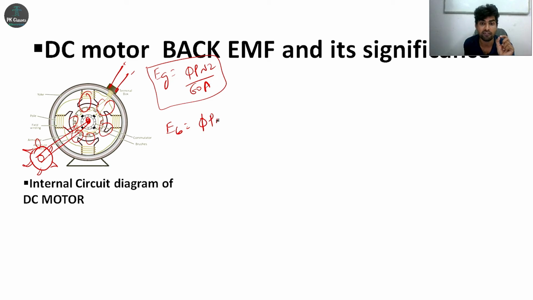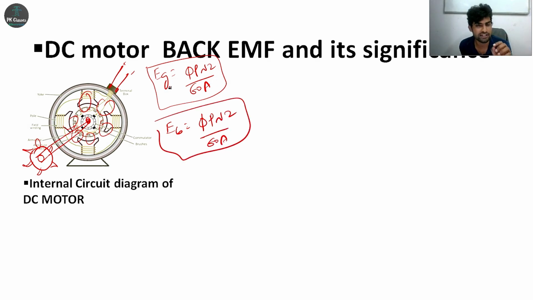Same, we will get PφNZ by 60A. Don't confuse, EG is the generated EMF, EB is the back EMF. EG will develop when the conductor starts rotating, and EB will develop when the conductor carries a current, experiences a force, and torque will be produced. So when it starts rotating, it induces EMF. That EMF is called back EMF. This EB always opposes the supply voltage, right? This is the concept of back EMF.